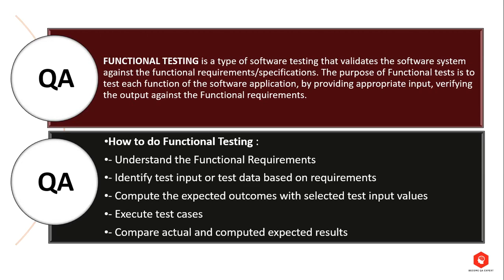What is functional testing? Functional testing is a type of software testing that validates the software system against the functional requirements. The purpose of functional tests is to test each function of the software application by providing appropriate input and verifying the output against the functional requirements. Functional testing checks the application to ensure that it is doing exactly what it is meant to.